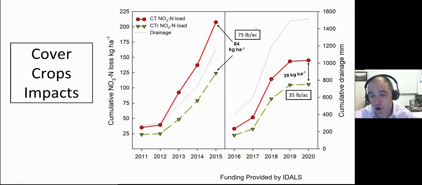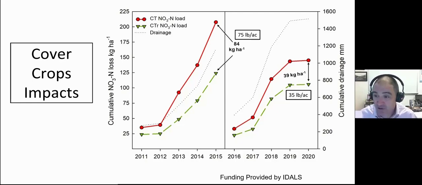If we look at this over a 10-year period, we reduced nitrate loss, nitrate delivered out of that drain, with a winter cereal rye cover crop by approximately 111 pounds per acre. So that's a pretty substantial reduction, about 11 pounds per acre per year of nitrate reduction with the use of that winter cereal rye cover crop.